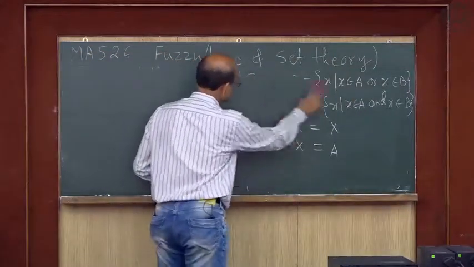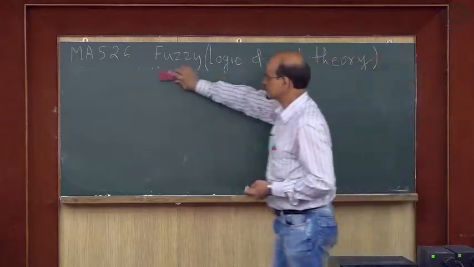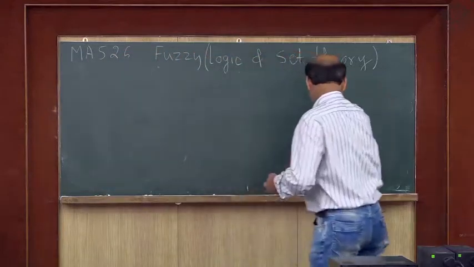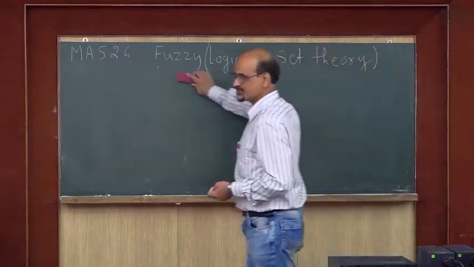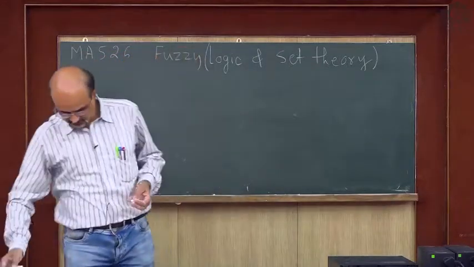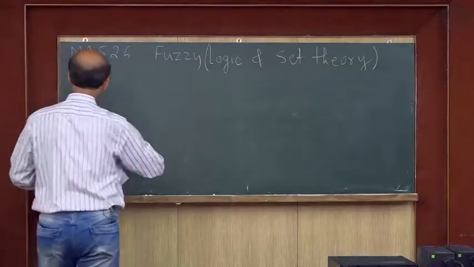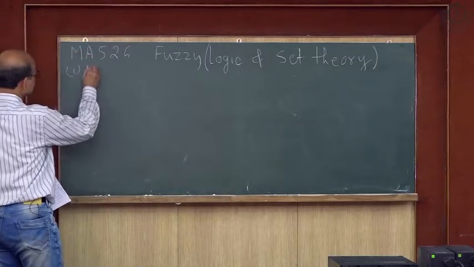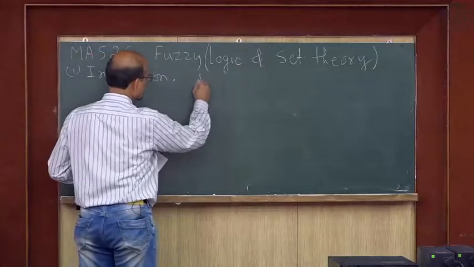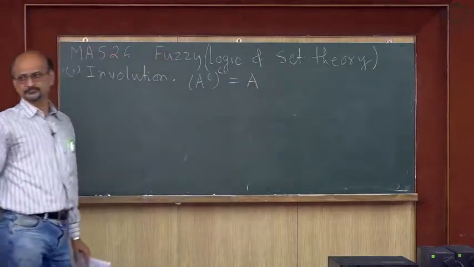Now I will write some properties of crisp set theory, those will be required in our subsequent lectures in fuzzy. We will see how those will be changed when we use fuzzy set theory. Some of them are not valid in fuzzy sense. So, first is involution, that is, I have already written the complement of A complement is A.